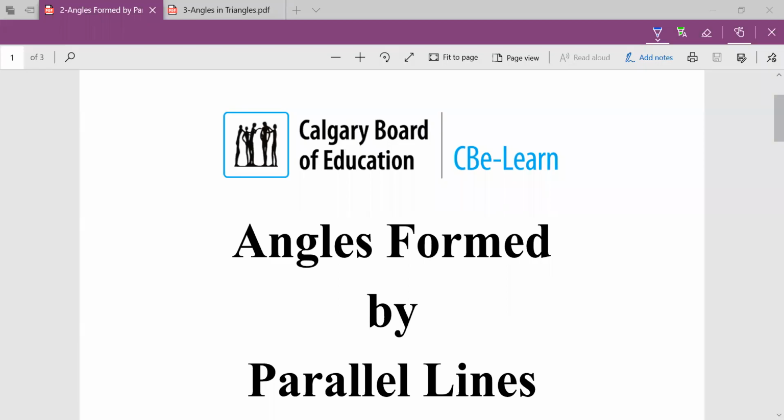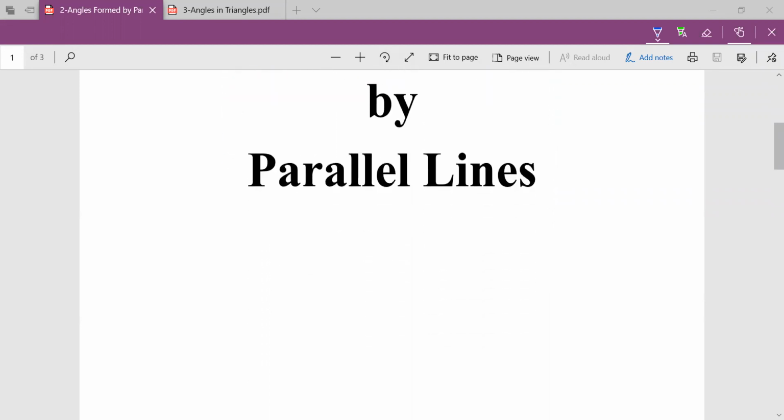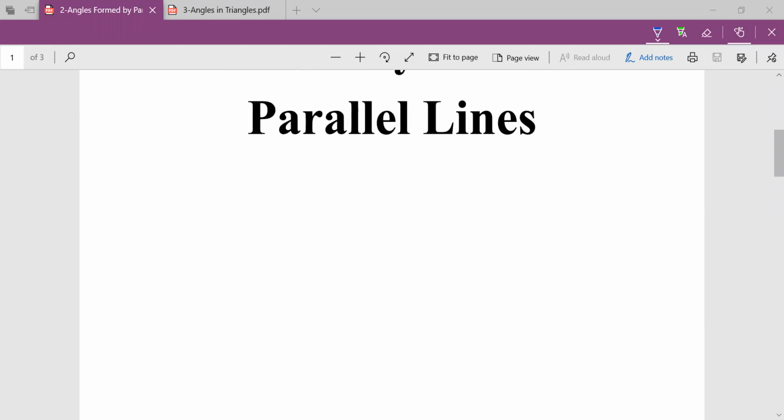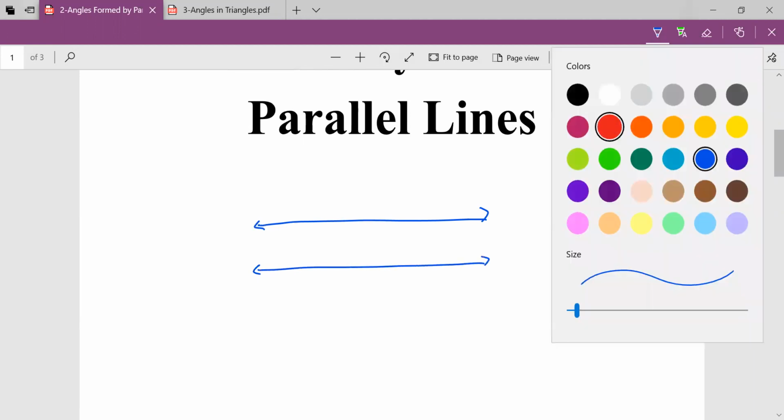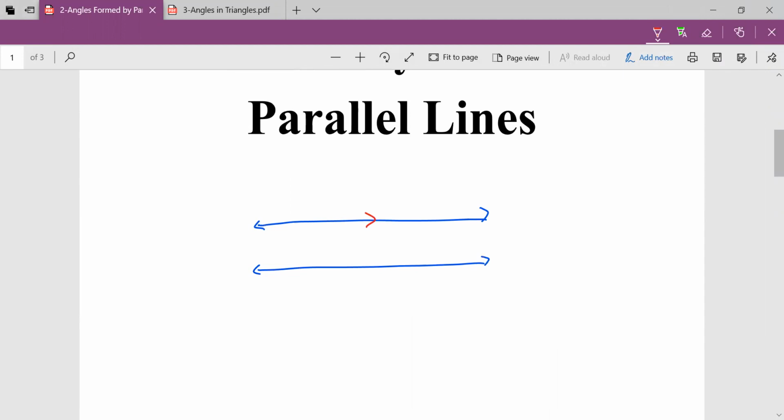Hey, mathletes. What we're going to take a peek at here is angles formed by parallel lines. Now, in the last lesson, we looked at parallel lines again. So remember, parallel lines simply means that the distance between two lines always stays the same. And our symbol for parallel is this little arrow here. So that's your symbol for parallel.